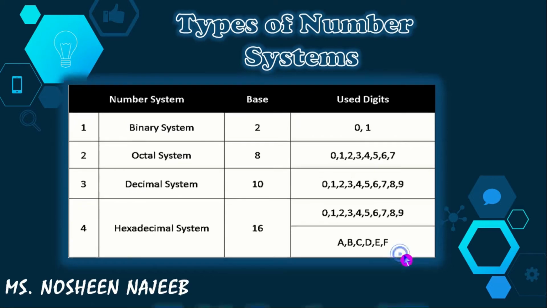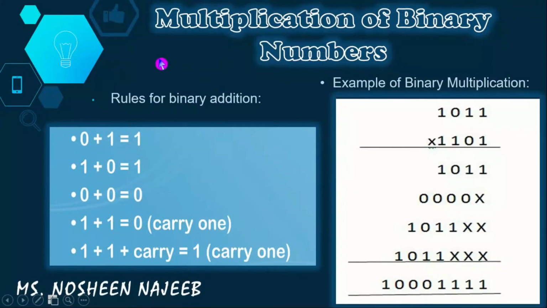So first of all we will revise the multiplication of binary numbers, and for that purpose we will revise the rules of binary addition. Here we have a table of binary addition rules. 0 plus 1 equals 1, 1 plus 0 equals 1, 0 plus 0 equals 0, and we have 1 plus 1. In binary addition, the answer will be 0 with a carry forward of 1.